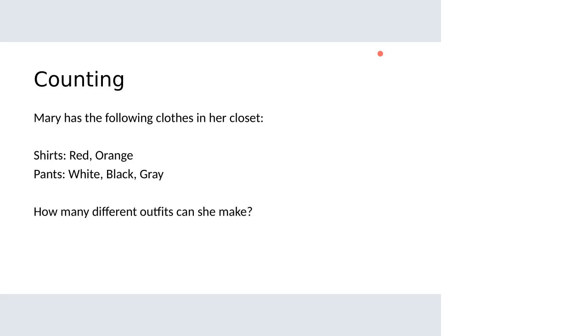Well, one way to go about this is to just start listing them out. So let's see, she could do the red shirt with the white pants, the red shirt with the black pants, and the red shirt with the gray pants. And that's every way she could possibly put together an outfit with the red shirt. Now we'll move on to the orange shirt. She can do the orange shirt with the white pants, the orange shirt with the black pants, and the orange shirt with the gray pants. And that's every possible way that she could do the orange shirt. So we've exhausted all the options. How many different outfits can she make? 6. That's them right there.